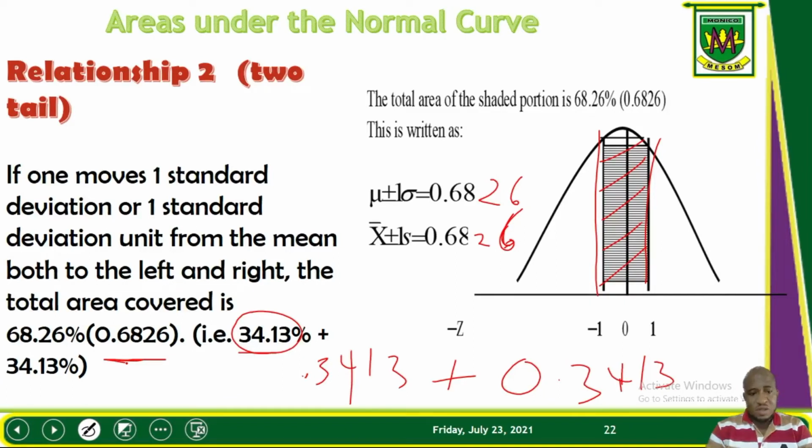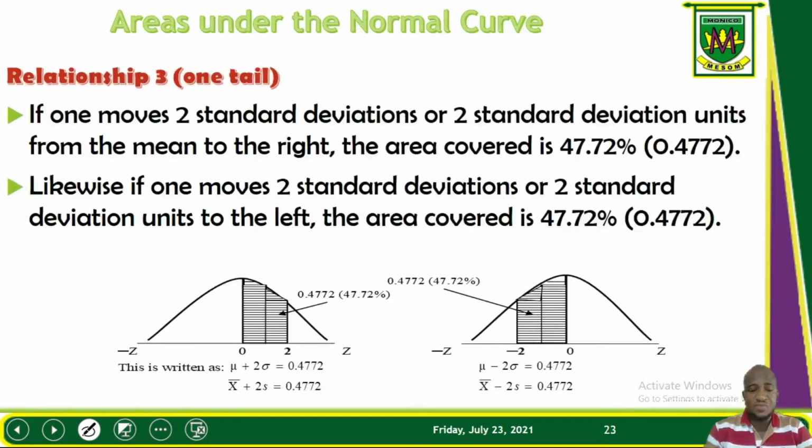Okay, so if one moves 1 standard deviation unit from the mean both to the left and right, that is two-tailed, like I said earlier, the area you have covered is when we add the standard deviation units for the left and the right, and we know for either side already. We have already checked from the table. So all you have to do is add the answer you got to itself. That's all. Okay, let's move to the next slide, the third relationship.